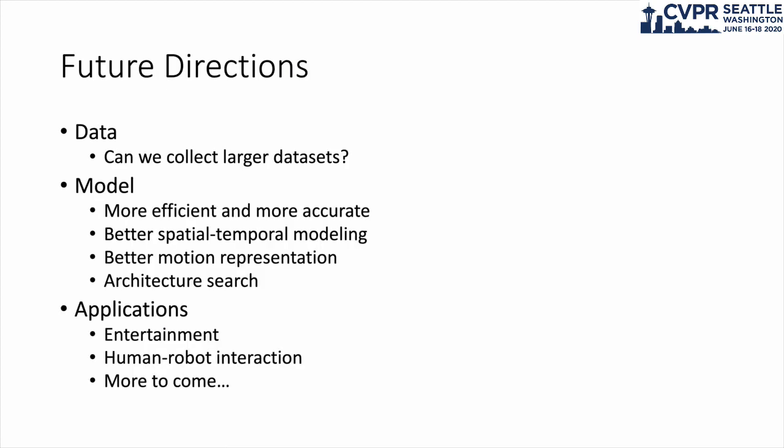Okay, we have looked at human activity understanding in videos from all these aspects. Let's conclude today's talk with a few thoughts on the future directions. First, for data, can we keep collecting larger and larger datasets? And can the computation resources for research labs keep up with this growth? And for the models, can we find more efficient and more accurate model architectures? Can we find better approaches to spatial and temporal modeling, or even better motion representation? Also, with the emergence of architecture search, will architecture search shine in the activity modeling domain?